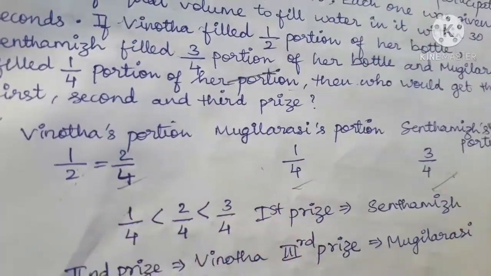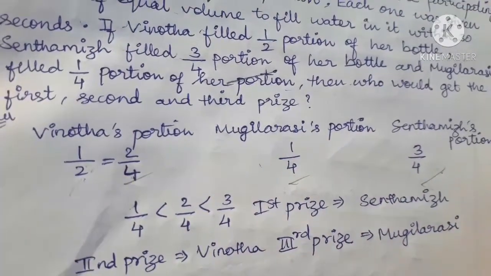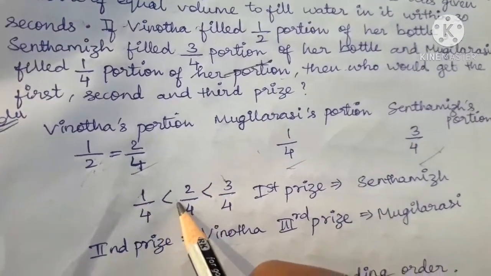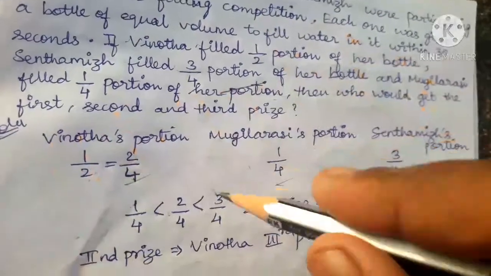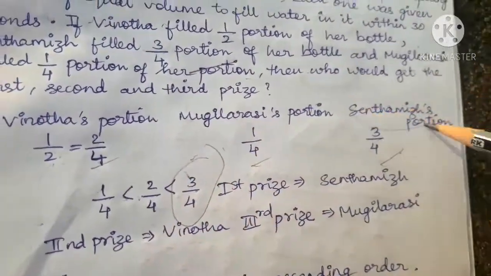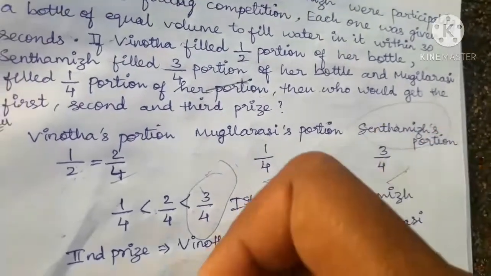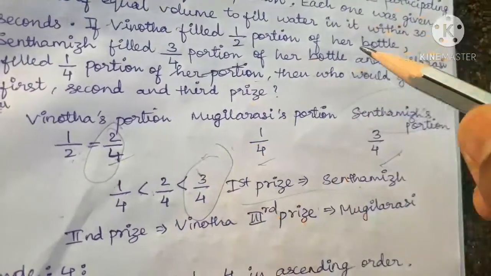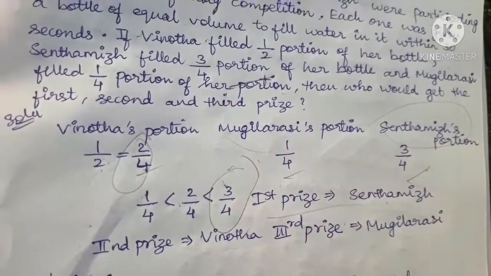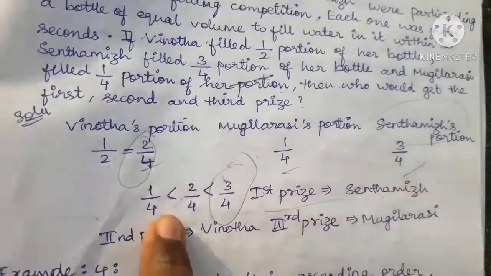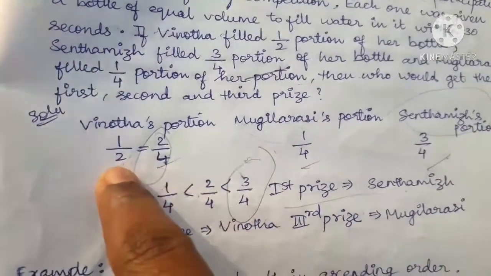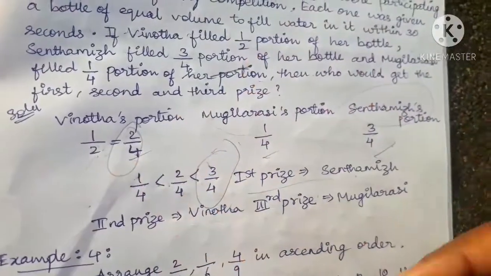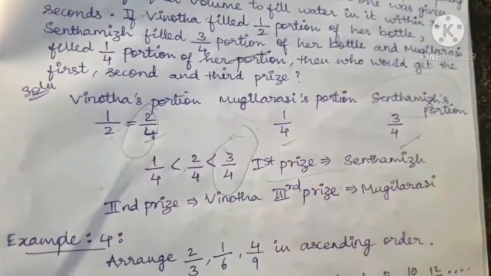So you have 3 fractions with denominator 4. So you can compare now 2, 1 and 3. Which is greater? 3 is greater, then next is 2 and next is 1. So the first prize corresponds to 3 by 4, which is Sendamil. Then the second prize will be given to Vinoda. Then the third prize will be given to Mugilarasi, because she only filled 1 by 4 of the bottle, which is a quarter part. 2 by 4 is nothing but 1 by 2, which is half. 3 by 4 is nearer to the full bottle. So Sendamil gets the first prize.